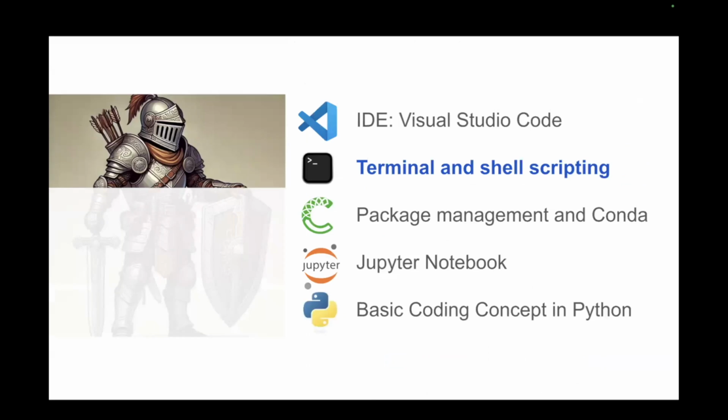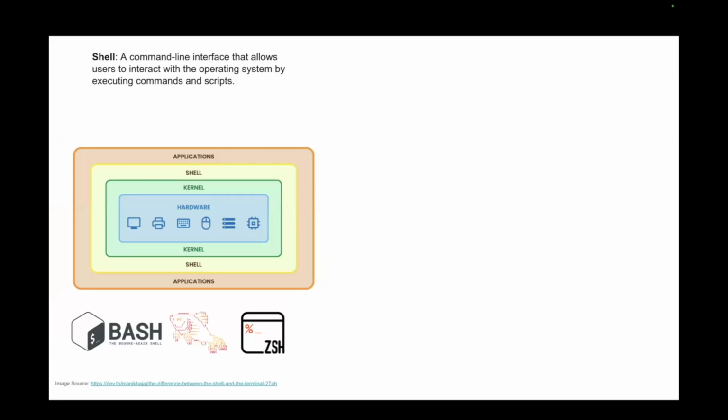Okay, and second, yeah, I would like to talk about the terminal and shell scripting. So now we have a tool, you know how to do the coding. And then now let's talk about some things, the interaction between you and the computer. So shell, what is a shell? A shell is a command line interface between you and the operating system. And let's see this diagram.